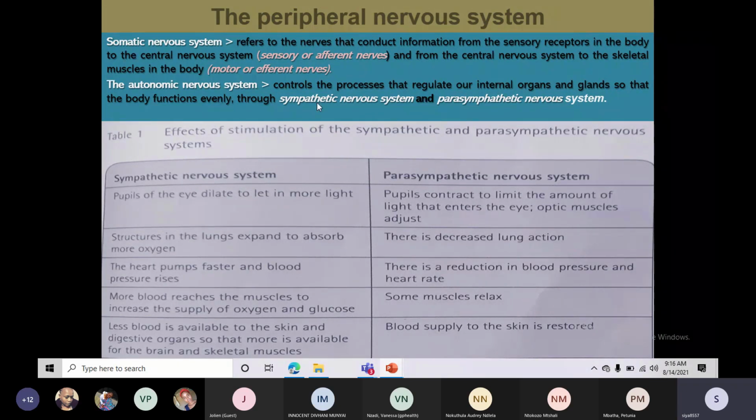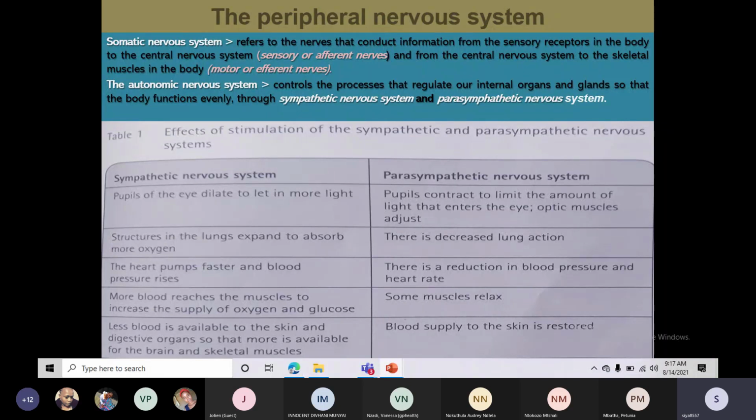The effects of stimulation of the sympathetic and parasympathetic nervous system. With the sympathetic nervous system, when you see danger, let's say when you see a snake, the pupils of your eyes dilate to let in more light. Like when you are shocked, you can see your eyes become wide open. The pupils of your eyes are dilated to receive more light because you are shocked. Like that WhatsApp emoji where you are shocked, you open your eyes wider.